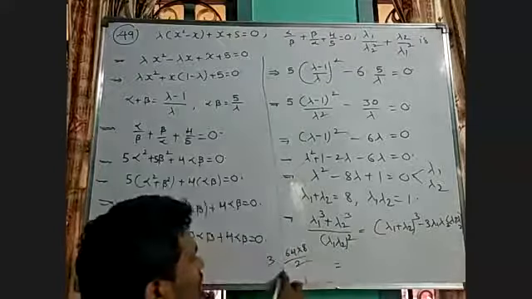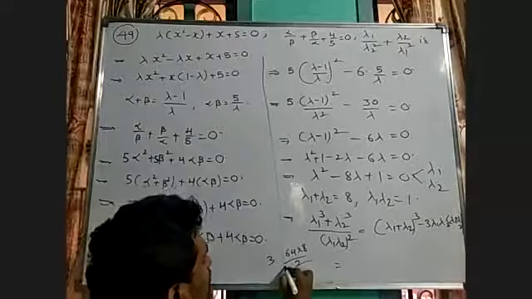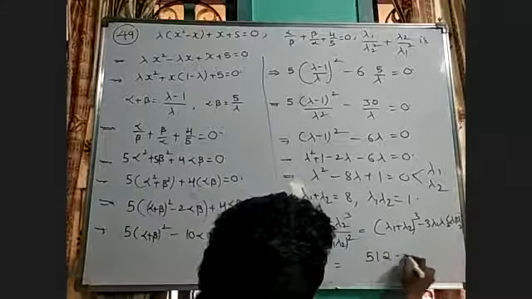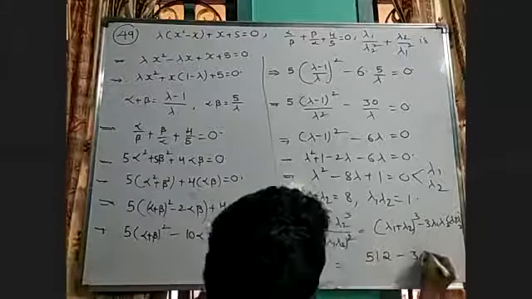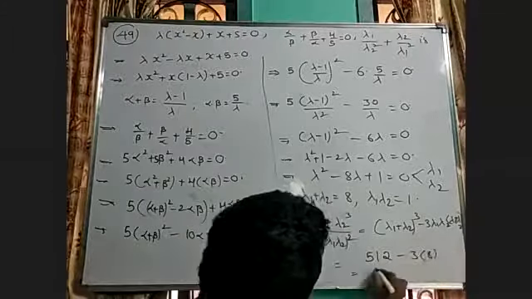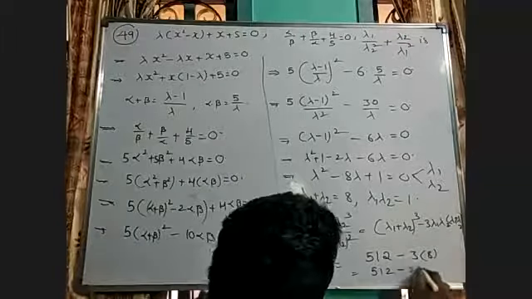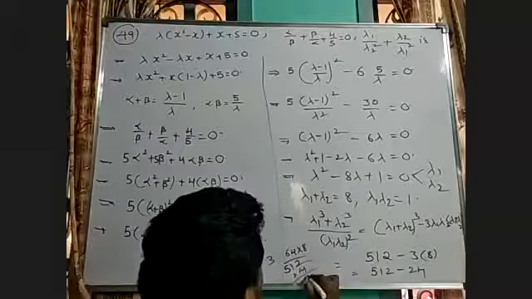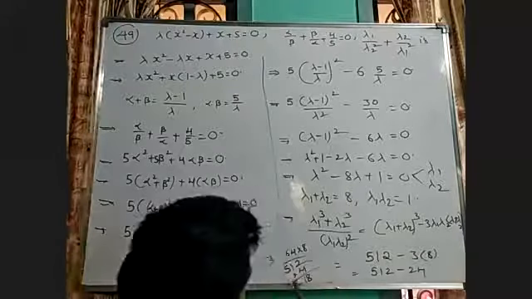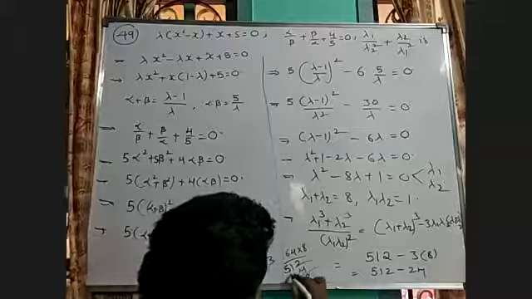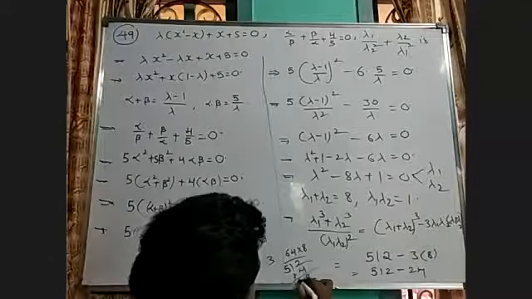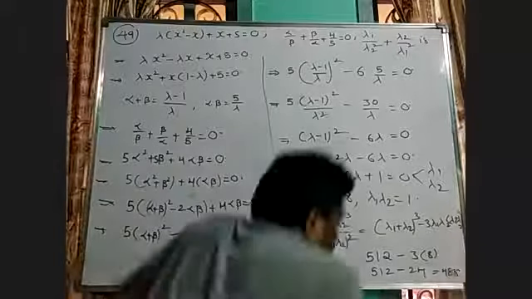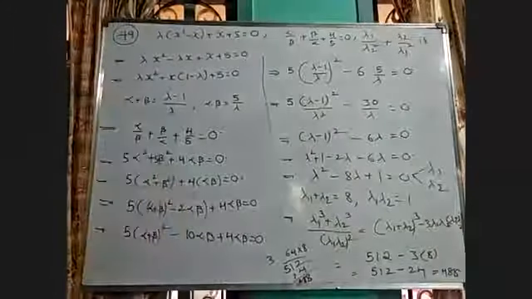64 into 8, 512. Minus 3 into, this value is what? 512 minus 24. Okay, if you subtract it, what we get? 488. We are getting answer 488. We are getting option 1. Write it.